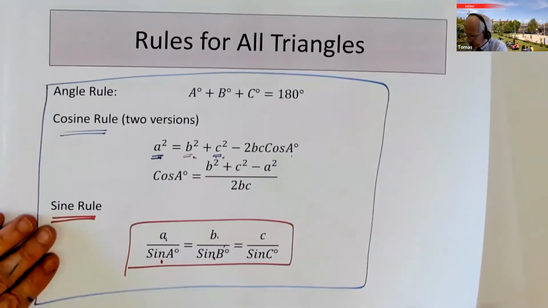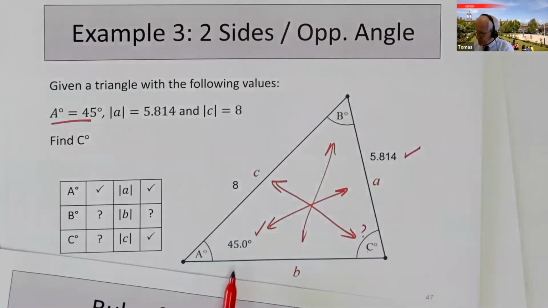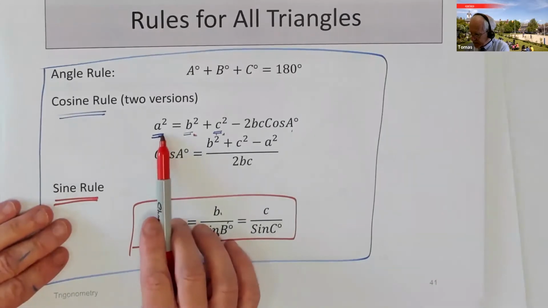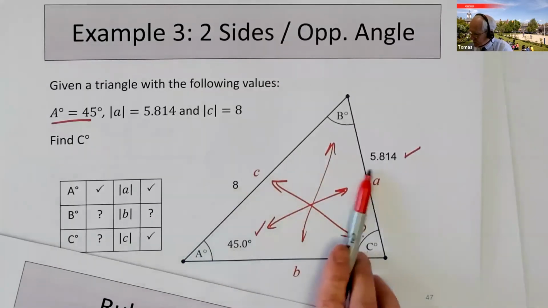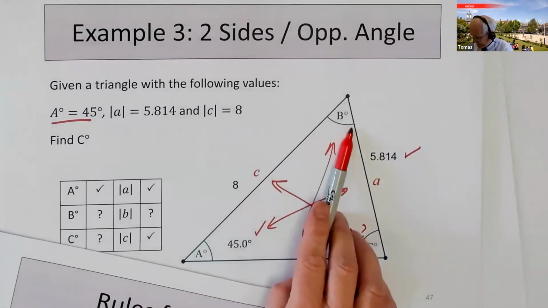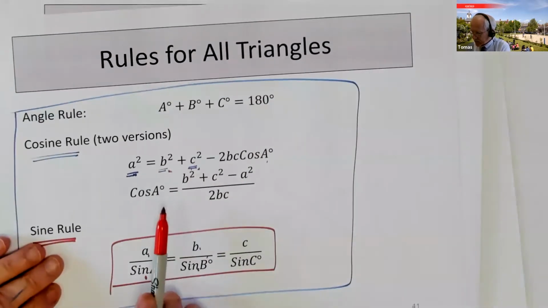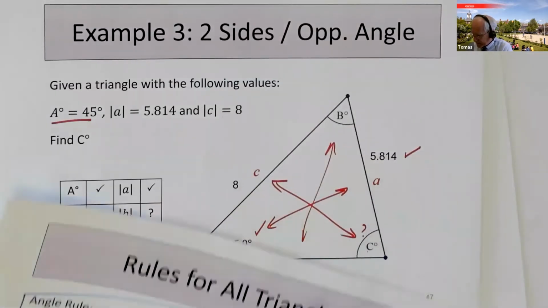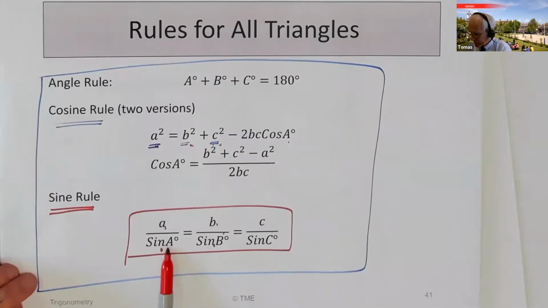So, can I use the three angles here? No, because I only know one of them. A squared, do I know two of the sides? I do, but I don't know the angle in between, so I can't use that one. Can I use the cos A one? No, because I don't know three of the sides. Well, then it's getting pretty stuck, so it better be this one.